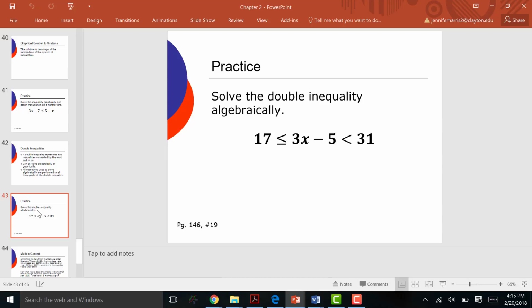Will it always have an X in between those two? Yes, if it's a double inequality, it will always have an X in between. Could it have this? It could, but your answer can never end like that. Your final answer always has to have less than symbols in it.